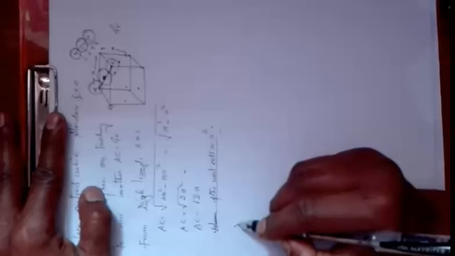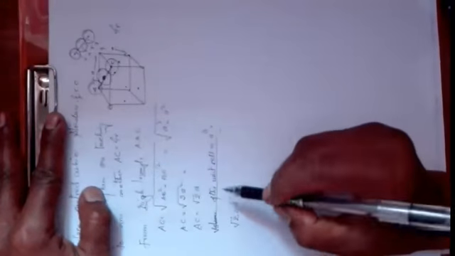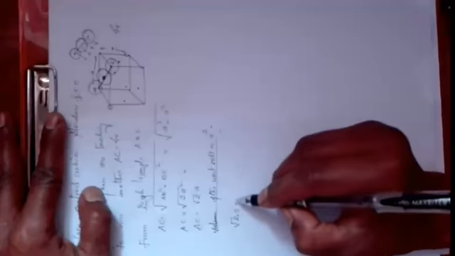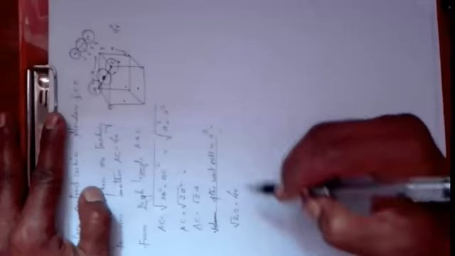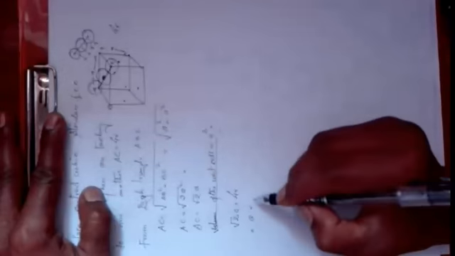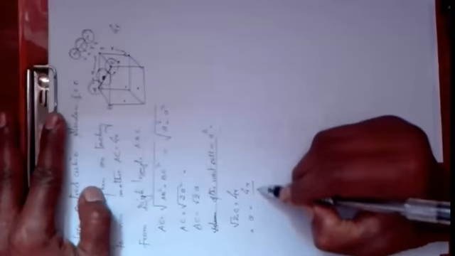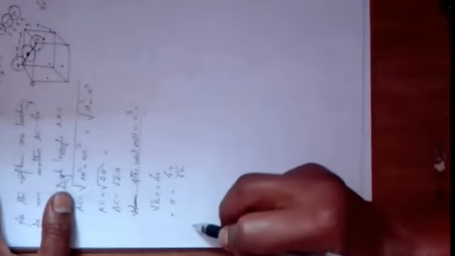Now root 2A from this part is equal to AC. What will be the value of AC? The value of AC will be equal to 4R. And from here, if you want to find out the edge length, A will be equal to how much? A will be equal to 4R by root 2. Yes, this is the value of A, isn't it? The value of the edge length, A is equal to 4R by root 2.